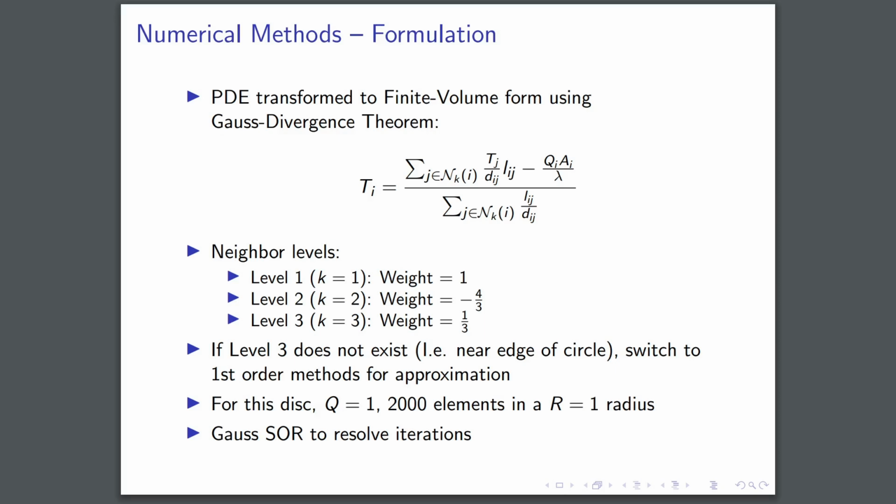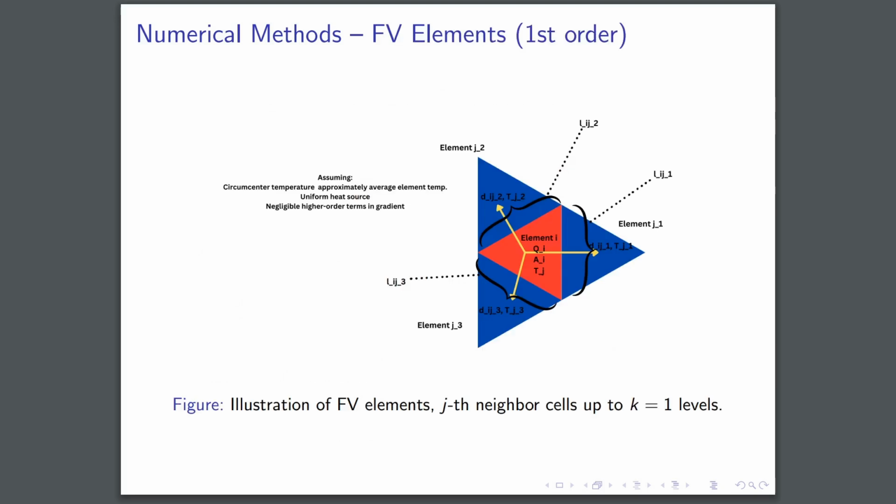Gauss-SOR is used to resolve each of our iterations here. We assume that the circumcenter temperature is approximately the average element temperature. We have uniform heat sources, and we neglect higher order terms present within the gradients between each of these cells. For each cell, we have the following weighting, where we take into account each element's distance t sub ij and temperature t sub j for each of these nearby elements, by lengths of L sub ij, and elements with q sub I, a sub I for heat and area, and T sub I, which is the temperature at I.